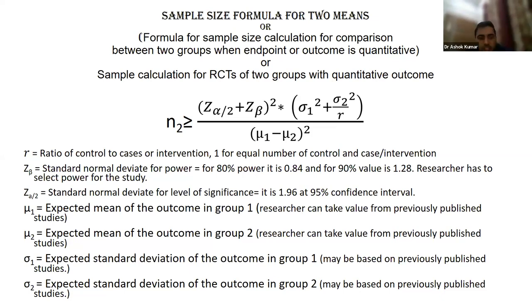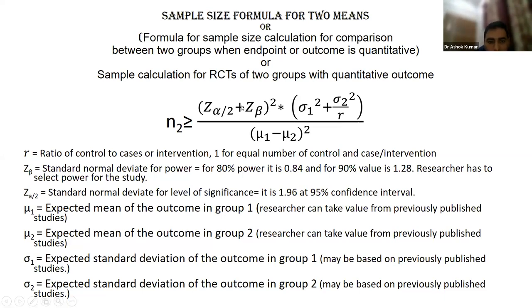Okay. So it is again n by 2. N by 2 means always you have to think this is for control, n2. So we are calculating sample size for control. But if control and experiment are equal, then we can use this calculated sample size for intervention also, or case also. Okay. So same, what is R? You can see here, this is the same thing.